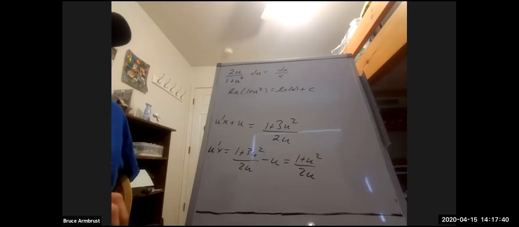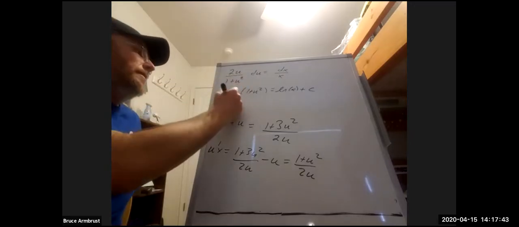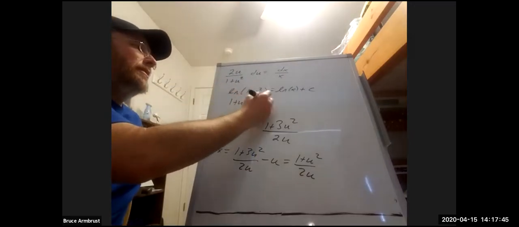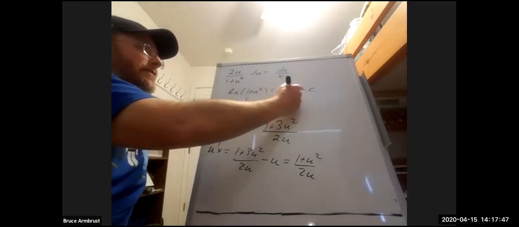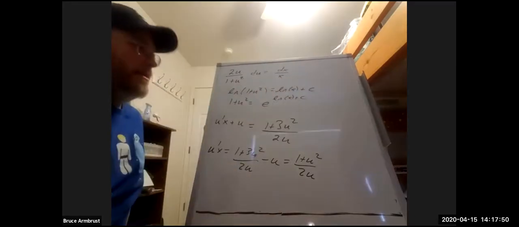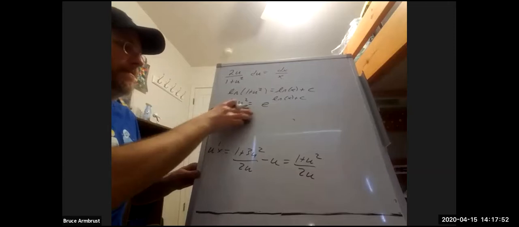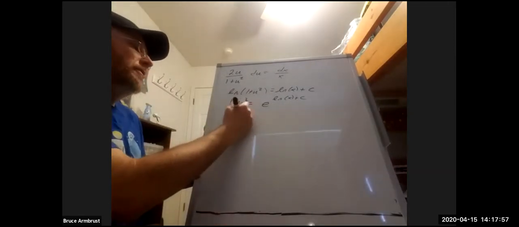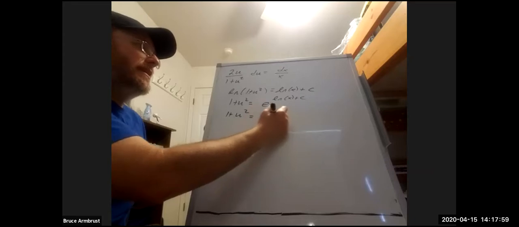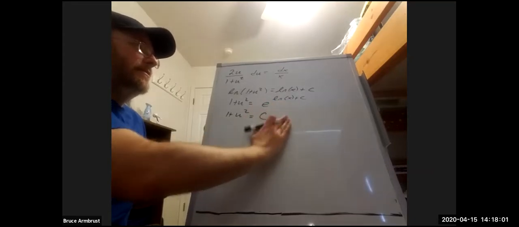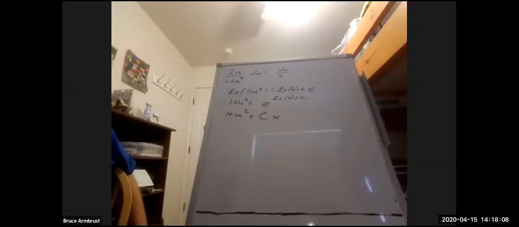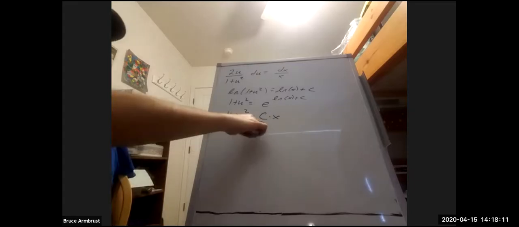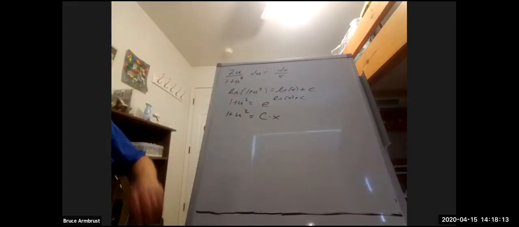So we can go ahead and do our e trick. So we get 1 plus u squared is equal to e to the natural log of x plus c. So we've got 1 plus u squared is equal to c times x. So the plus c, that's the same as multiplying by e to the c, which becomes a new c. And then the e to the natural log of x is there.